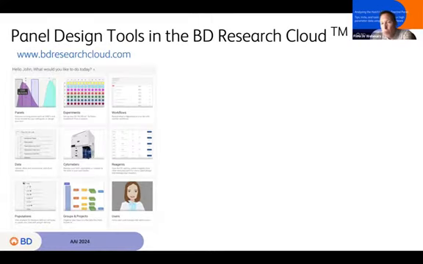Okay, the tool that I would like to tell you about that we use is the panel design tool built into the BD Research Cloud. www.bdresearchcloud.com takes you to a website that is free to use up to a certain amount of data. Once you start storing that much and Amazon starts sending us large bills, then we ask you to pay for more data storage if you would like to subscribe. But it is free to use for things like panel design or creating an experiment or parking some data that connects directly to FlowJo. So there's reasons that I prefer this tool.